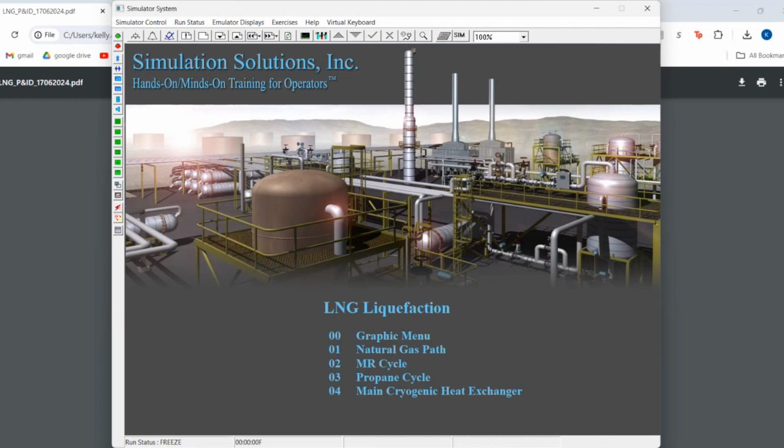This version of the simulator is the metric units version, and we are currently working on developing an English units version. This simulator is also paired with a 3D virtual reality outside operator, which is two-way communicable with the DCS, meaning any changes made on the DCS can be seen in the outside operator and vice versa.